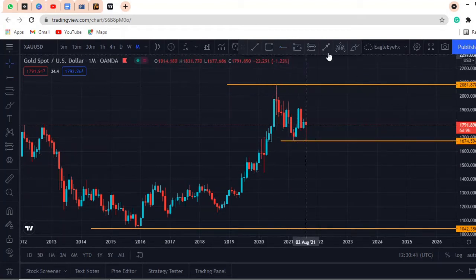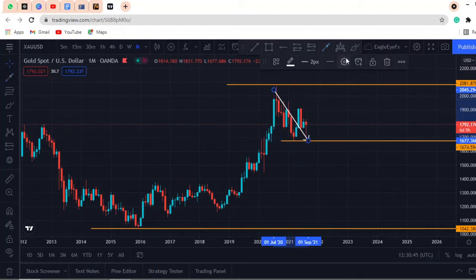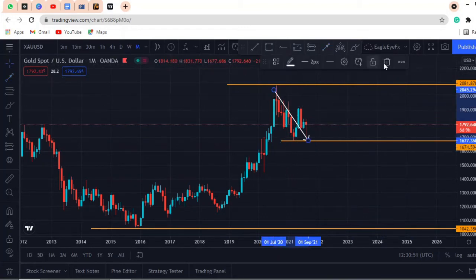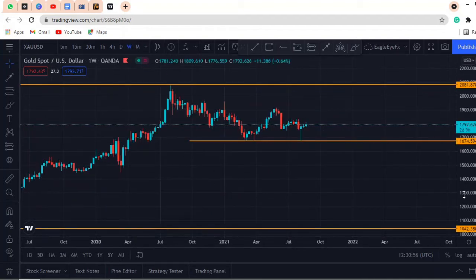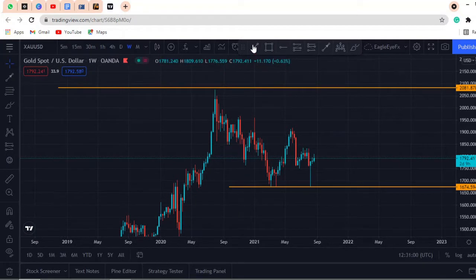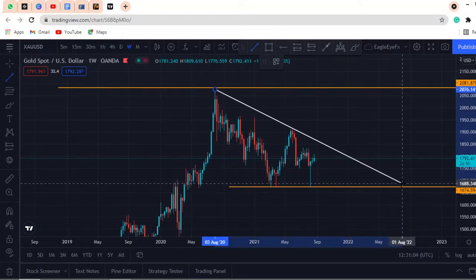Okay, we are interested in this. So we see a bearish move, so perhaps you're going to get a bullish move. Okay, let's go to the weekly time frame. From the weekly time frame, you can draw here. I see something here. I see this here.